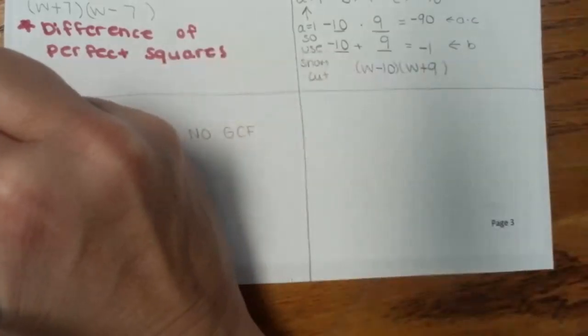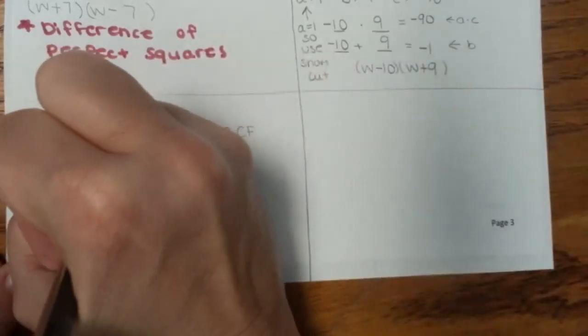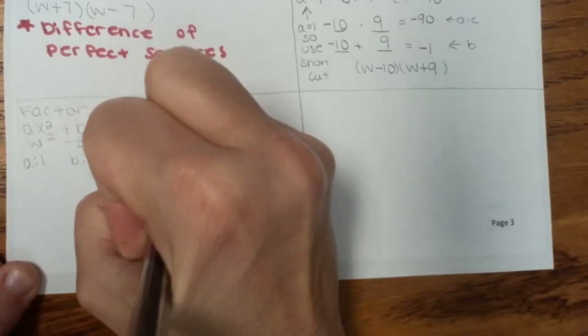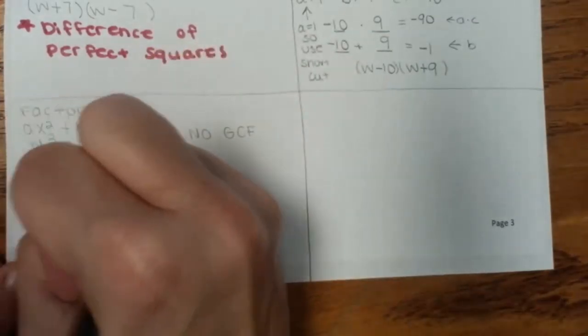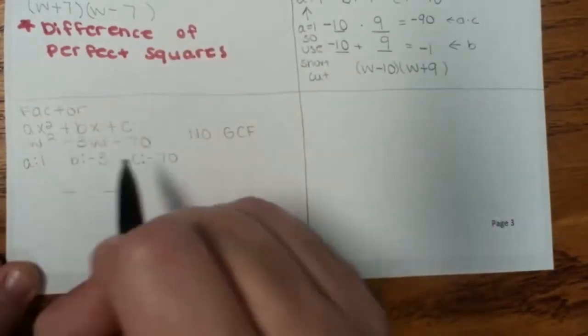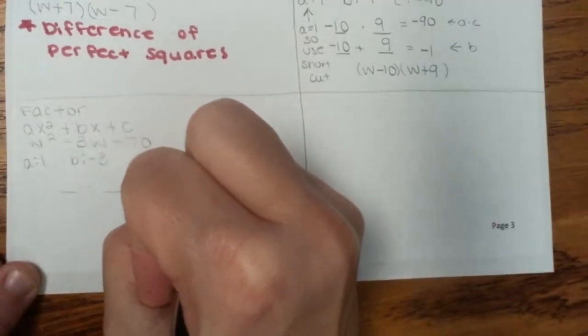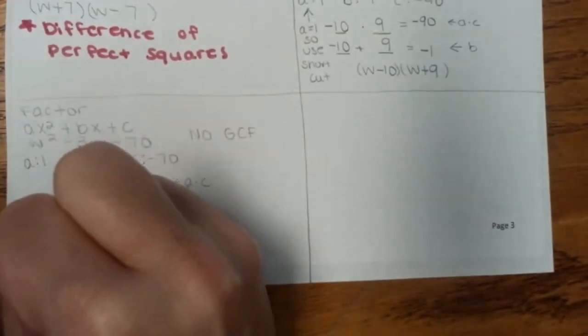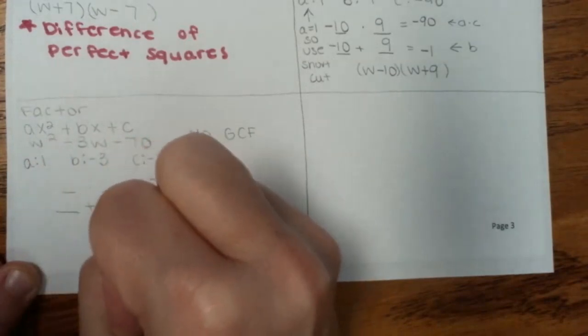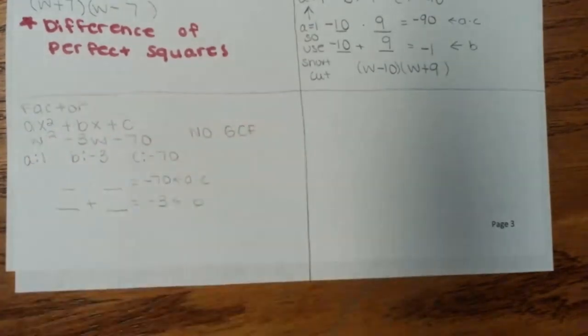So a in front of w squared is 1. B in front of w is negative 3. C out by itself is negative 70. We're looking for two numbers that multiply together to give us a times c. So 1 times negative 70, which is negative 70. And the same two numbers to add together to give us b, which is negative 3.